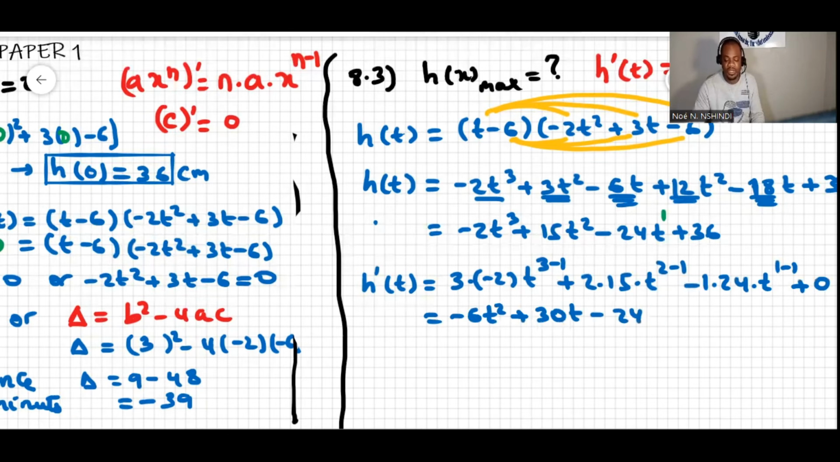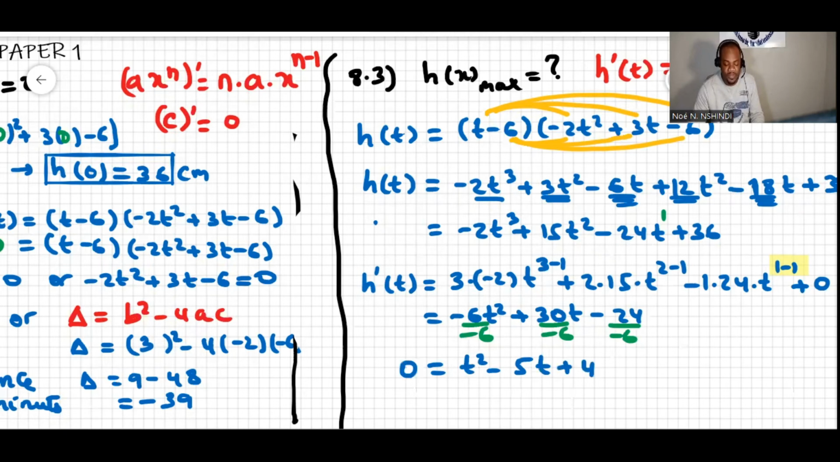because here the exponent just makes 0 and t to the power of 0 is 1. Now we can divide each term here by negative 6, and this will be equal to t squared minus 5t plus 4 equal to 0.